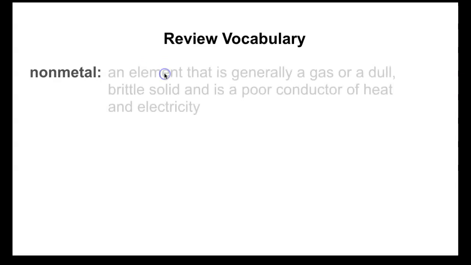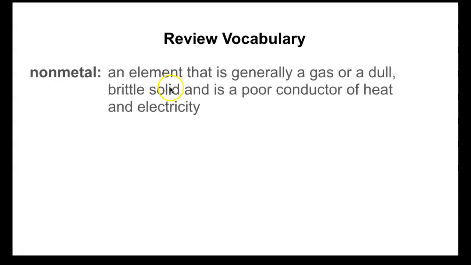What we should remember is that nonmetals are an element that is generally a gas or a dull, brittle solid and is a poor conductor of heat and electricity. Some other things you might recall about nonmetals is that they always want to gain electrons, so they're going to be anions. They're going to form anions with a negative charge.